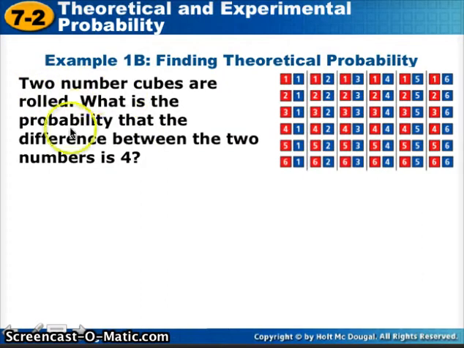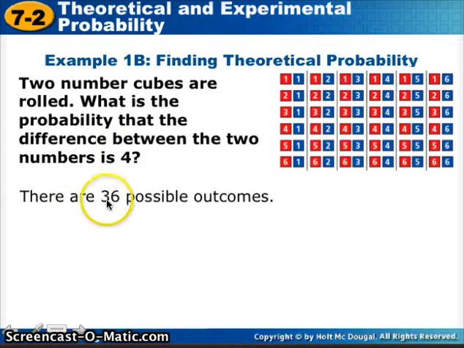2 number cubes are rolled. What is the probability that the difference between the 2 cubes is a 4? Well, first of all, there are 36 possible outcomes, and I've put the outcomes right here in this picture. Either you roll a 1 and a 1, or a 2 and a 1, or a 3 and a 1, or a 4 and a 1, or a 3 and a 3, or a 5 and a 5, a 6 and a 4. So I've listed all the outcomes here, and there's 36 of them.